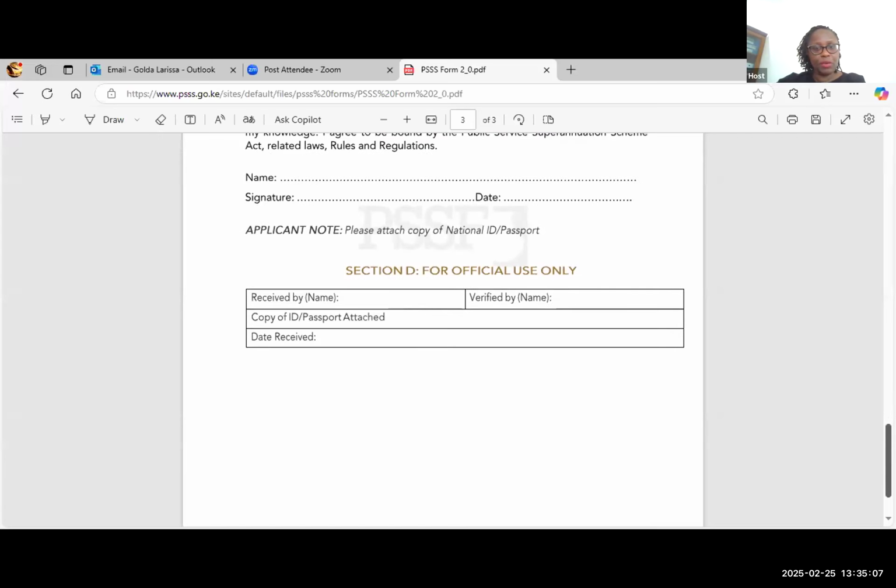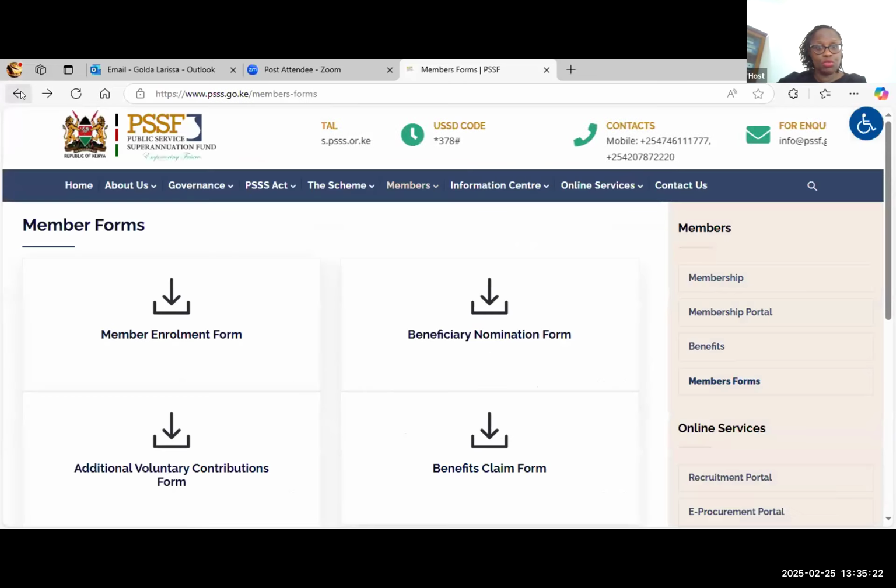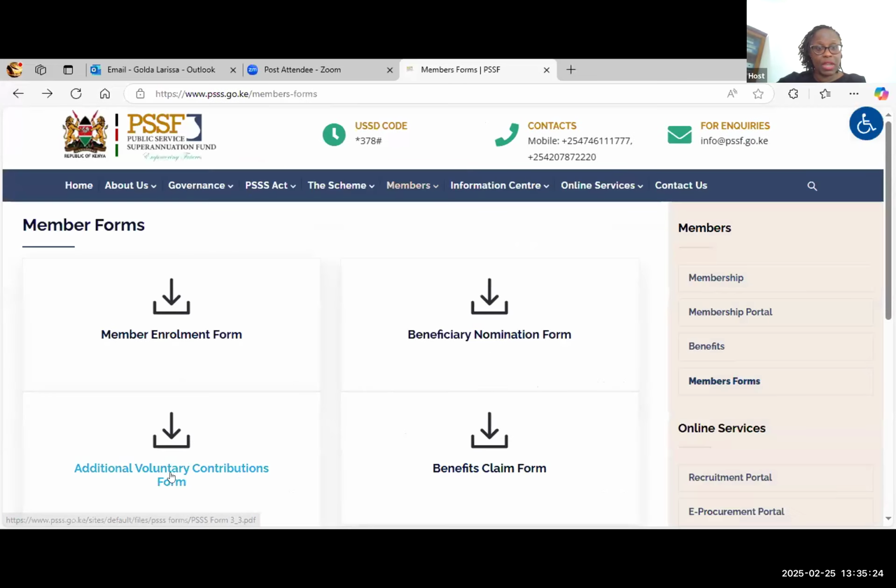And of course, then the form comes to us and we are able to confirm everything that you've given us and update your member details. So those are the two forms that we are looking at today critically. But because we have spoken about the 5 forms, I will take time to quickly go through the other 3 forms because they are also as important as these forms.